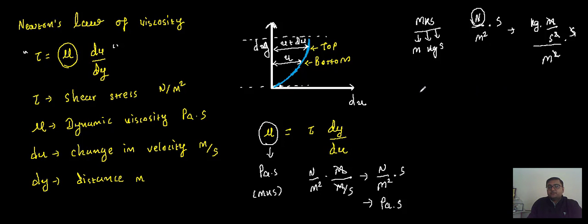So what is the final unit of dynamic viscosity in case of the MKS unit? That is kg per meter per second. Remember, this unit is also equivalent to Pascal second. So sometimes in the data it may be given in terms of Pascal second, and sometimes in terms of kg per meter per second. Both are the same, and both are units of dynamic viscosity.